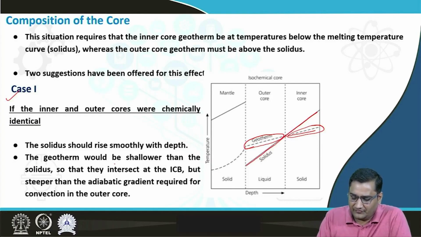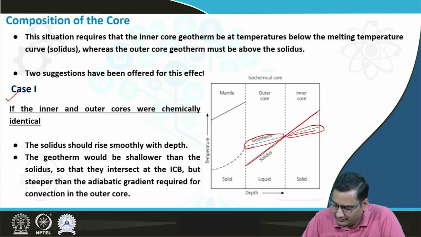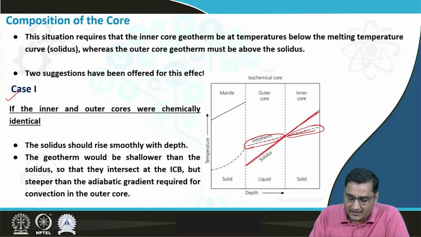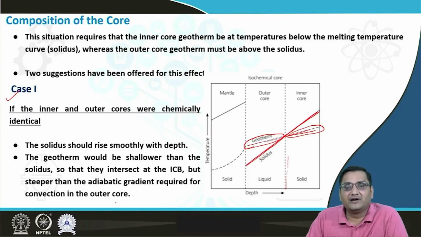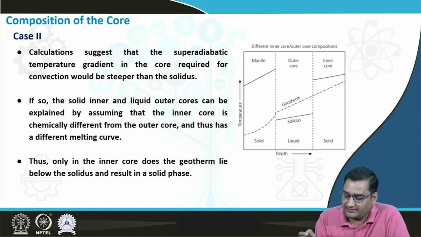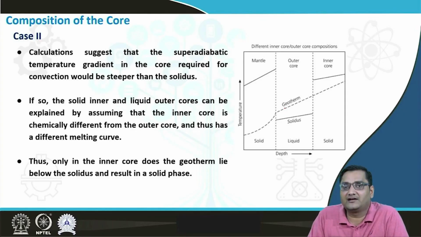The geotherm would be shallower. If you consider the slope of the geotherm and the solidus here, the solidus slope is much steeper than the geotherm, which is shallower. The geotherm would be shallower than the solidus, so that they intersect at the inner core boundary. This is the inner core boundary here, but steeper than the adiabatic gradient required for the convection in the outer core. In the second case, on the other hand, calculations suggest that the superadiabatic temperature gradient in the core required for convection should be steeper than the solidus.